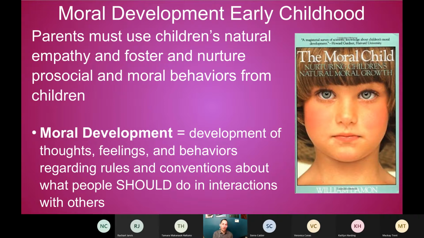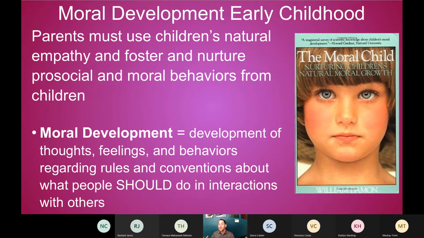So you can think of that, the development of pro-social thoughts, pro-social feelings, pro-social behaviors, pro-social habits, things for the good of other people, and the rules about how we should be interacting with others. So a child is going to be learning that they shouldn't be stealing toys from other kids, as an example of what they should do in interactions. Maybe we're encouraging them to go and help if a child is crying and see what's wrong and cheer them up.